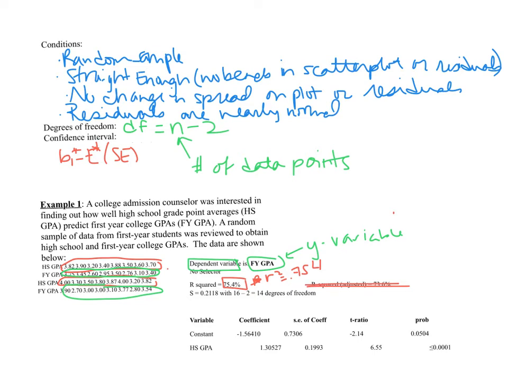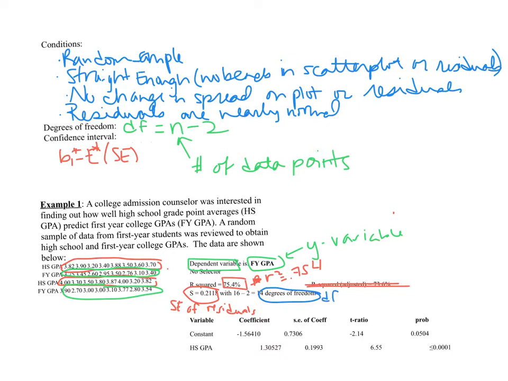The next thing that they tell us is S equals 0.2118. This is the standard error of the residuals. They also tell us in that same line that there are 14 degrees of freedom. You'll notice that they counted the number of data points, which is 16, and subtracted 2. So that's where that comes from.